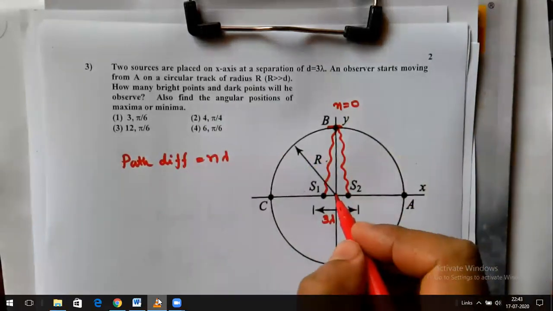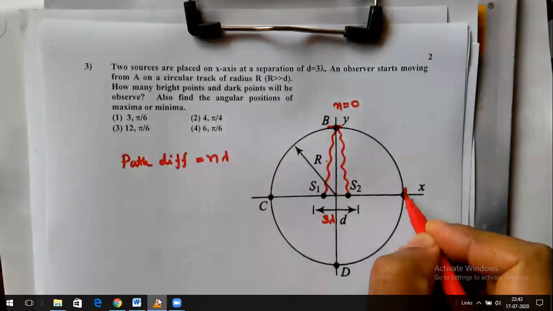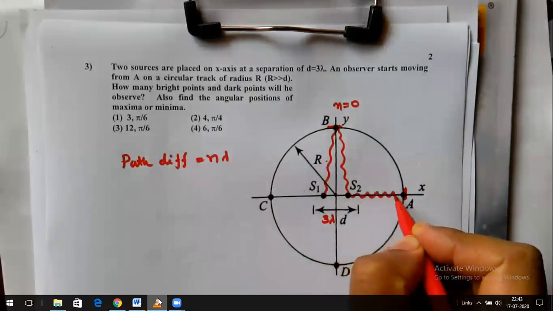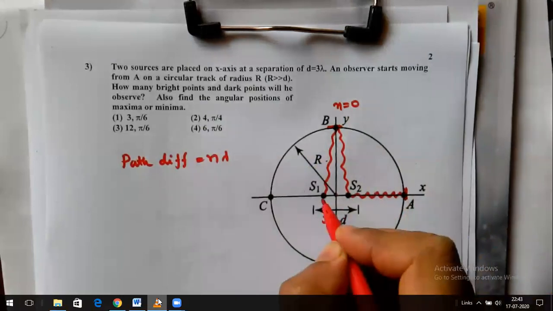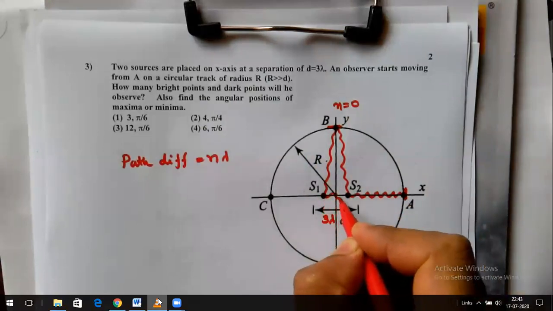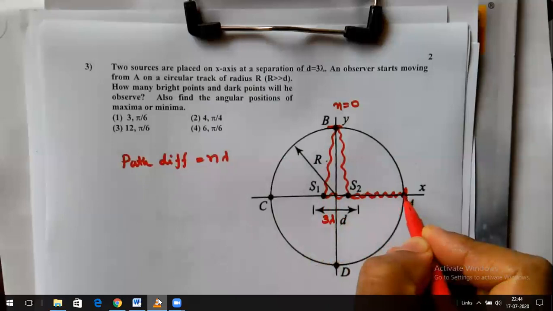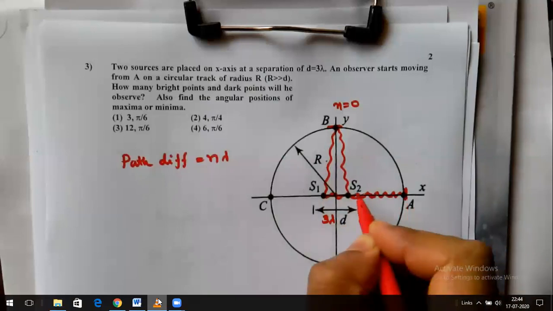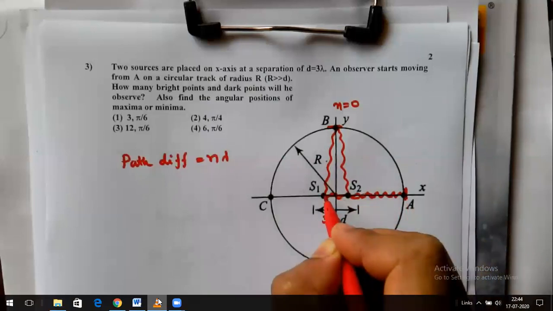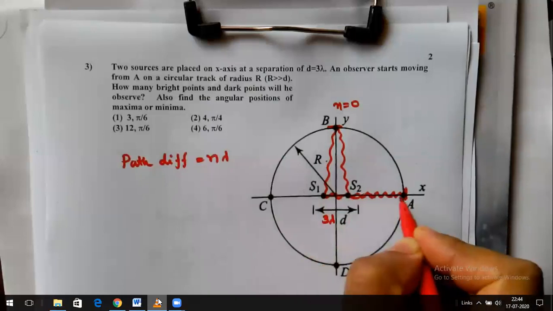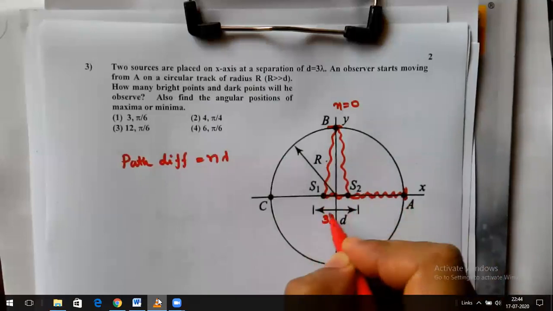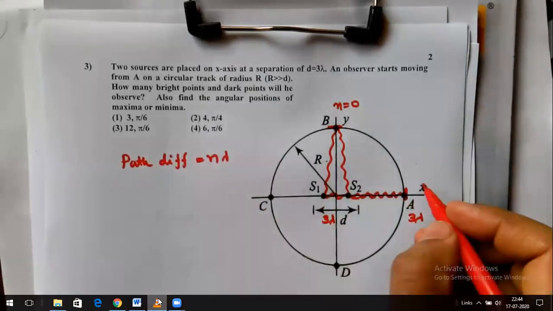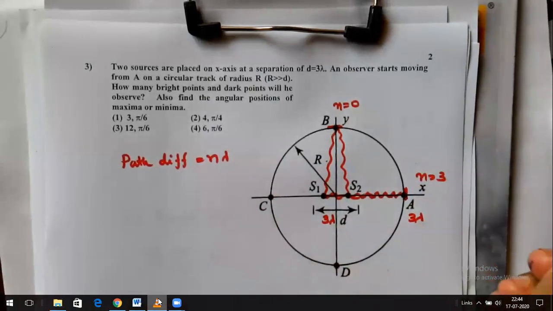Now let us consider a screen placed at the circumference at A. The wave traveling from S2 has to travel a lesser distance because this point is very close to S2, whereas the wave starting from S1 has to travel a longer distance to reach A. How much longer? This is the extra distance that S1 has to travel to reach A compared to S2. So the path difference between the waves from S2 and S1 reaching A is equal to 3 lambda. If the path difference is 3 lambda, that should correspond to the third maximum, n equal to 3.